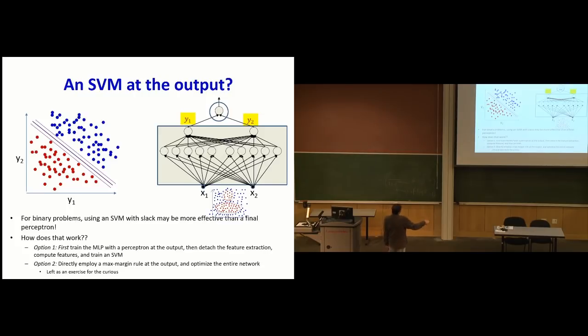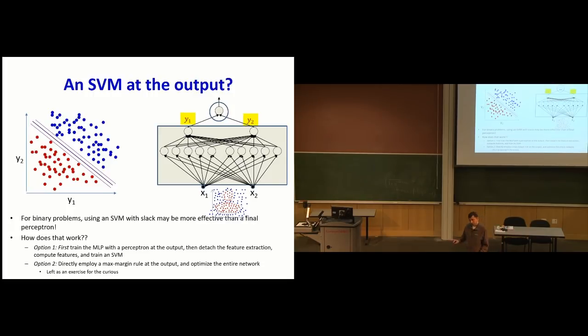You could first train the MLP with a standard perceptron. You can detach the feature extraction module, because you now know that it has managed to convert the features into something that's linearly separable. Then you can maybe train a more conservative support vector machine on the derived features, and that should, in principle, work at least as well as simply having a perceptron. Or you could plug in an SVM at the end and jointly train the whole thing, so that they are jointly optimal for classification.